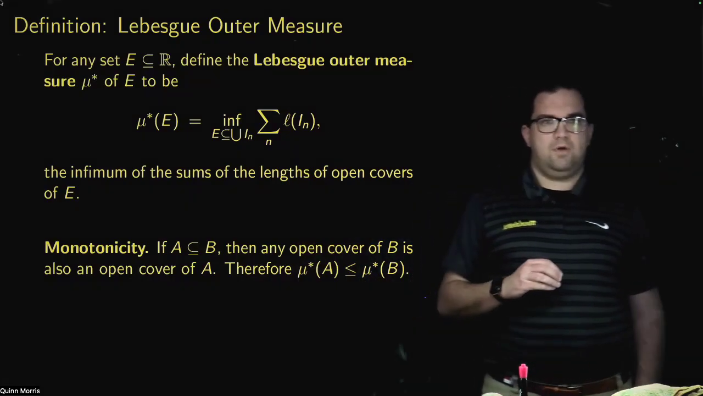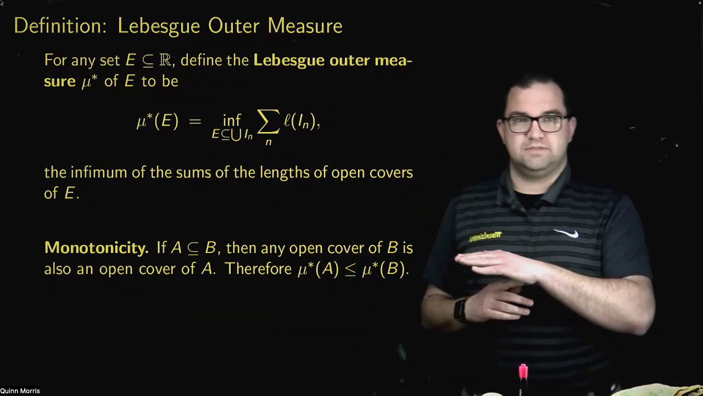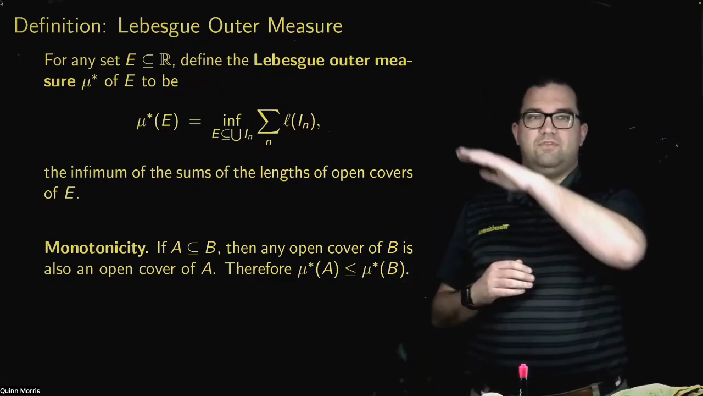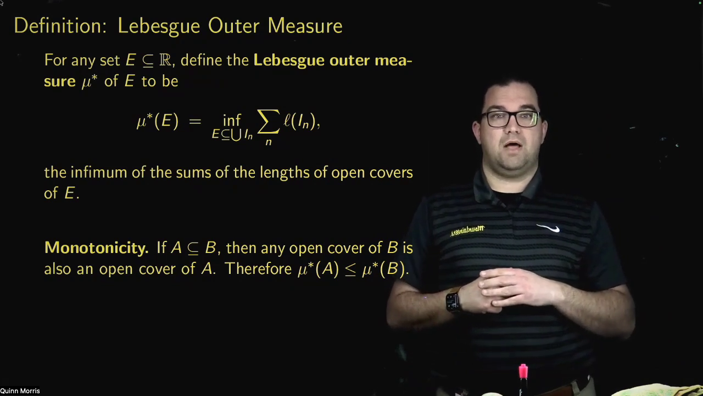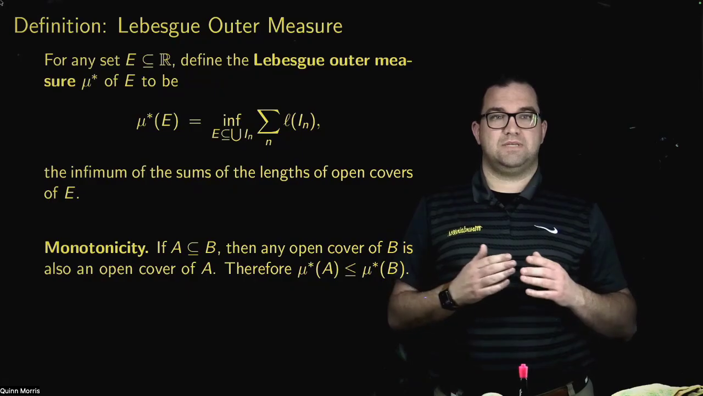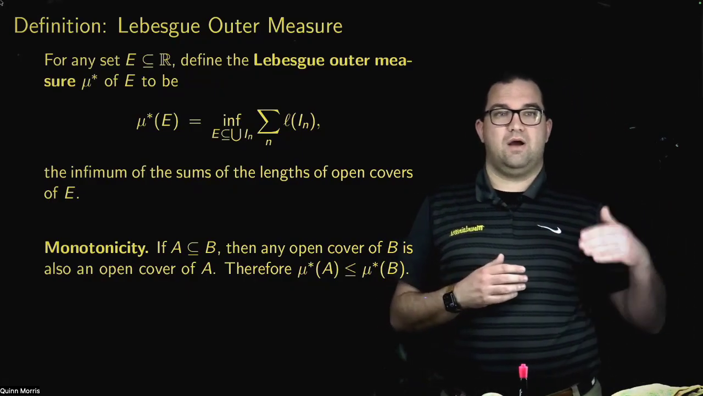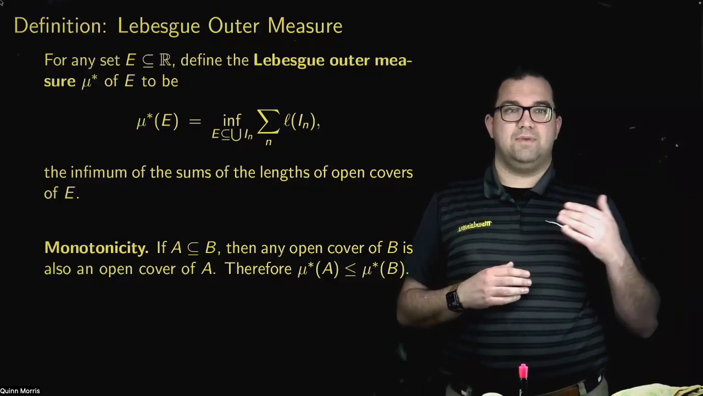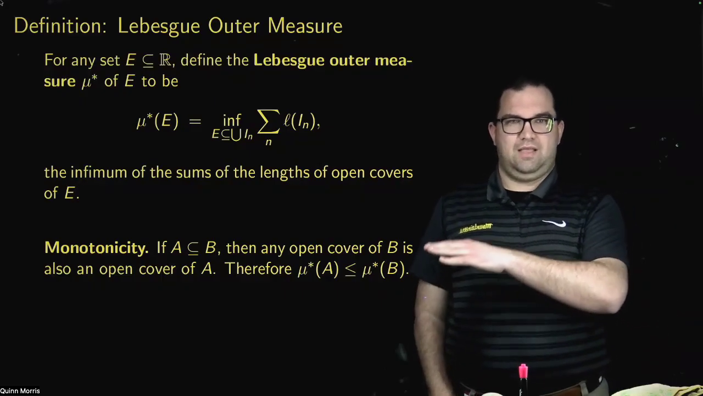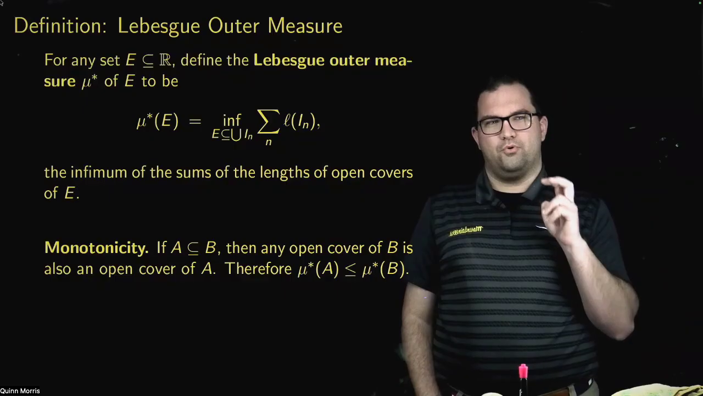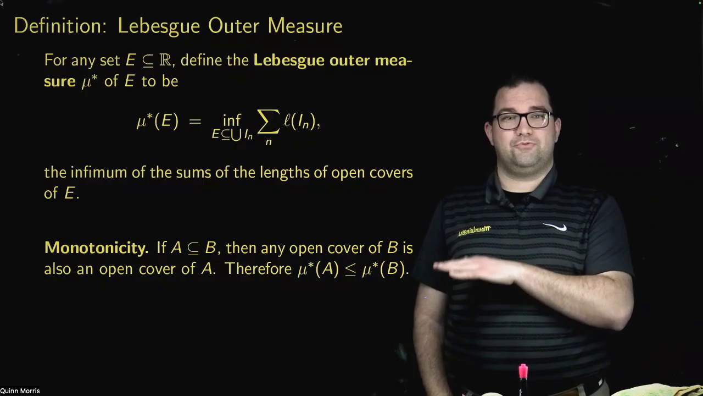Now, almost immediately out of this definition, you can start to get some properties. Okay. So one of the first things we get is that this Lebesgue outer measure is monotone. So if A is a subset of B, then any open cover of B is also an open cover of A, and therefore the outer measure of A must be less than or equal to the outer measure of B. Okay, I'm going to put this here. If I was going to write out a full proof, I might put another sentence or two in here.